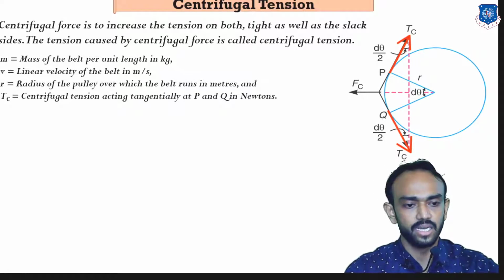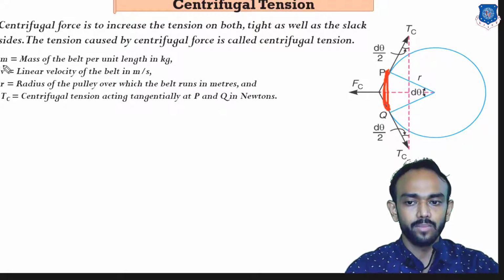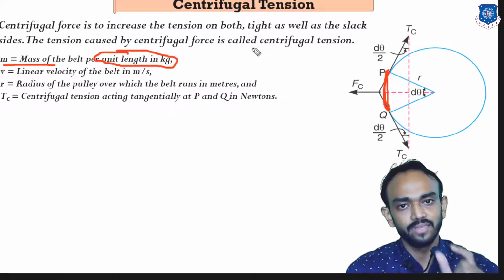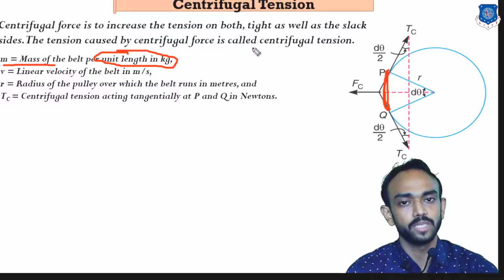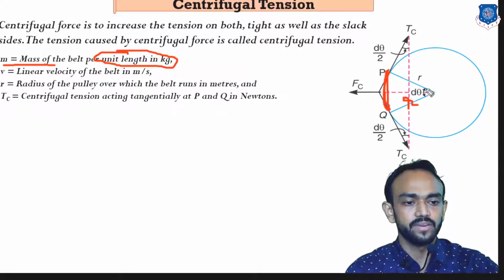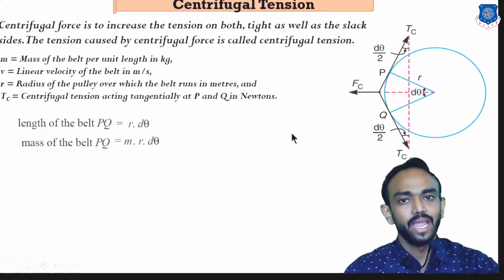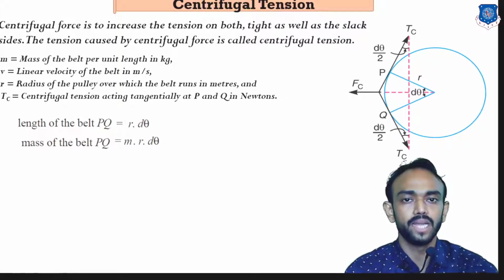First of all, we have considered a small element PQ. For this small element, what will be the mass of this element PQ? We know that the mass of the belt per unit length is given as m. So if we find the length of this PQ and multiply by this mass per unit length, we can find the mass of this PQ. What is the length of this PQ? We can find it because the radius is given and theta is given. So arc is equal to radius into theta, and the mass of that arc PQ will be the mass per unit length into the length of that arc.